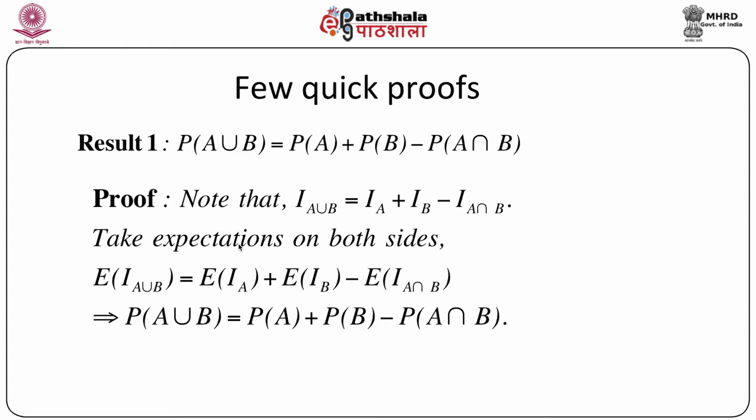Now we know that the expectation of an indicator function is nothing but the probability of the set on which the indicator function is defined. So naturally expectation of I of A union B equals probability of A union B, equals expectation of I_A meaning probability of A, expectation of I_B meaning probability of B, and expectation of I of A intersection B meaning probability of A intersection B. So you see here the proof is extremely simple, just a one or two line proof without any splitting of the events or any Venn diagram kind of thing.